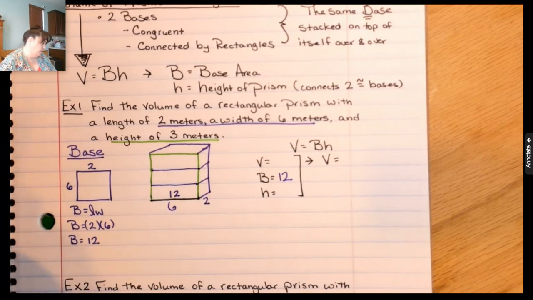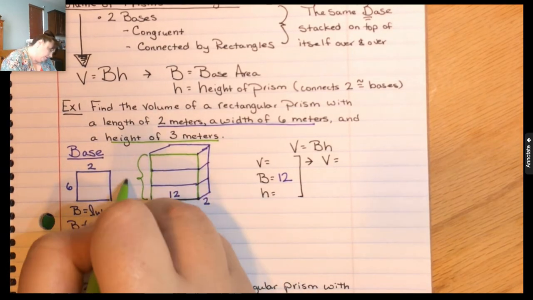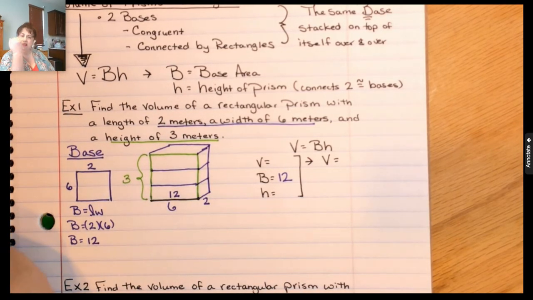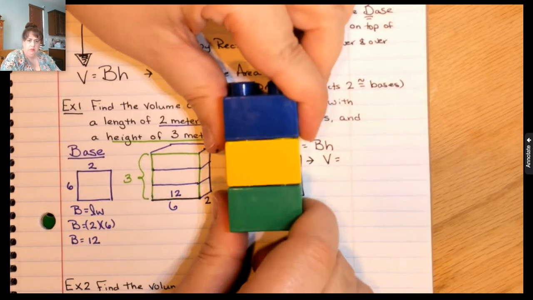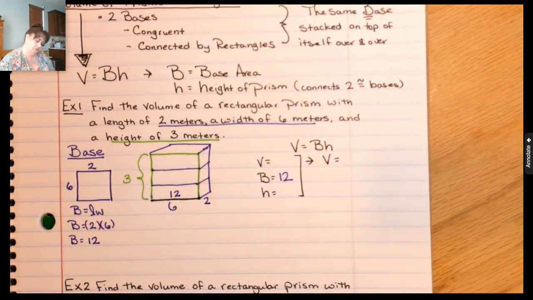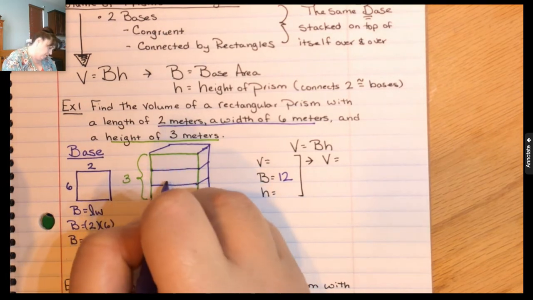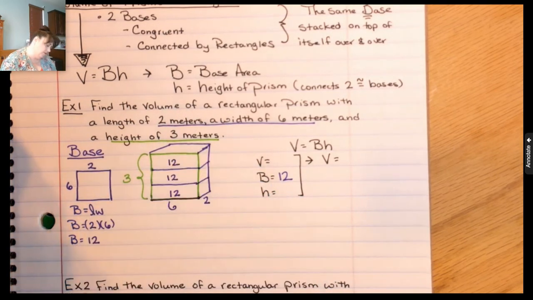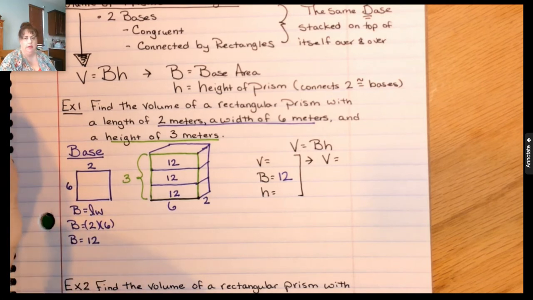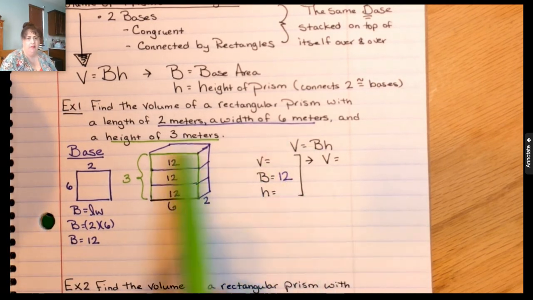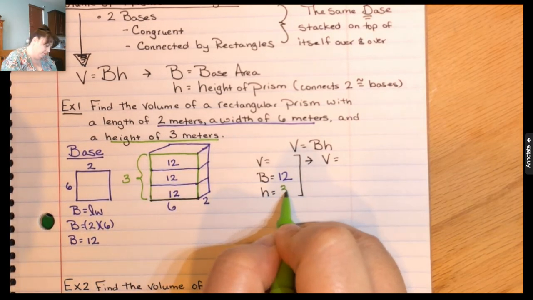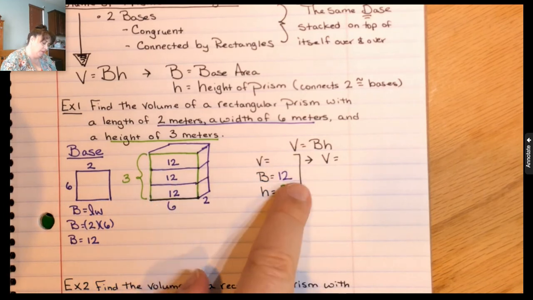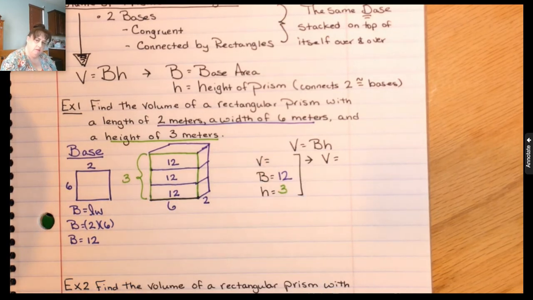And because we know that the height is 3, each layer, almost like thinking about a layer of the cake, but what we're really doing is this. We know this one's 12, we know this one's 12, and we know this one's 12. That's what we just did. But in the formula, because we don't want to have to do this every single time, we know that the height was 3. So now we just put it into our formula.